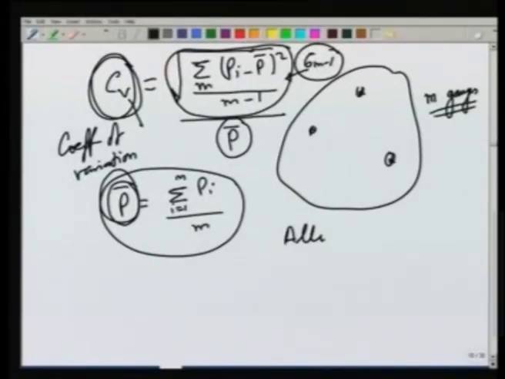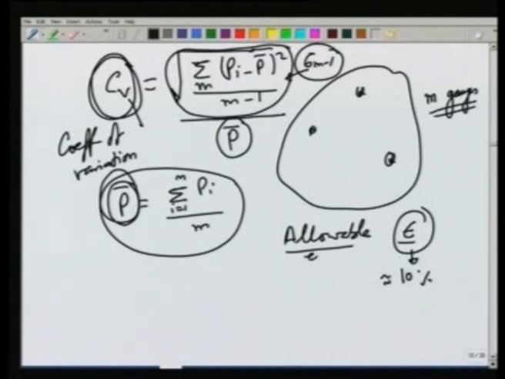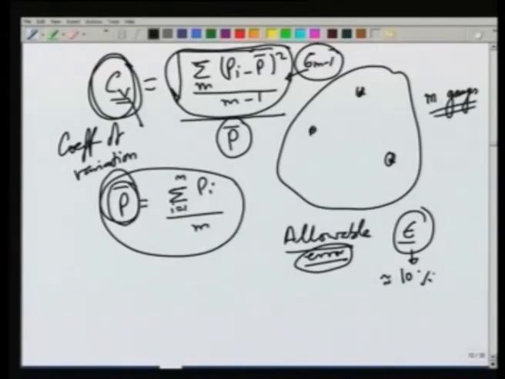Typically, there is some allowable error, which we call epsilon, and generally it would be about 10%. So, the allowable error or allowable variation which we can permit in our data is typically taken as about 10%. So, if CV is below this value, then it is okay, otherwise we will have to increase the number of stations.